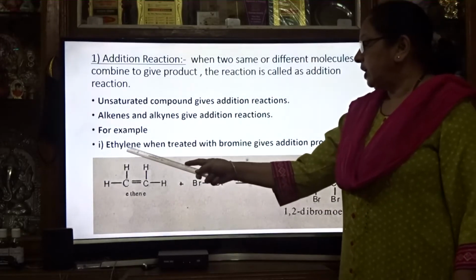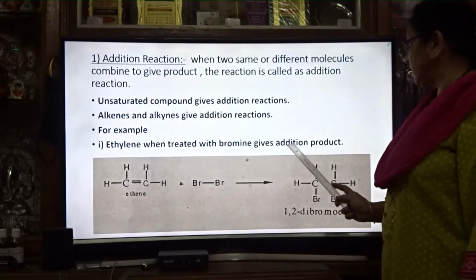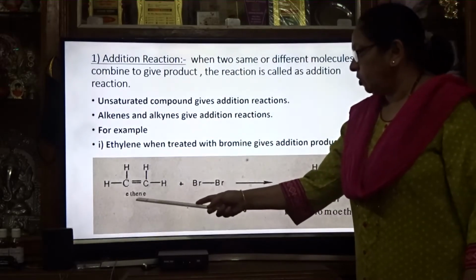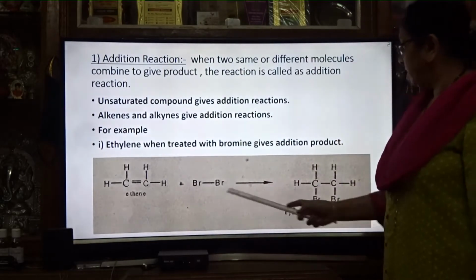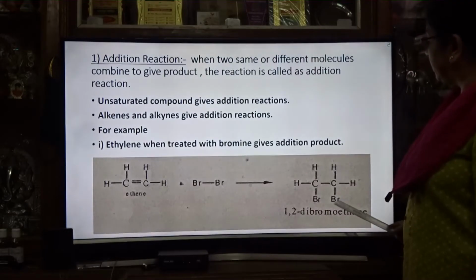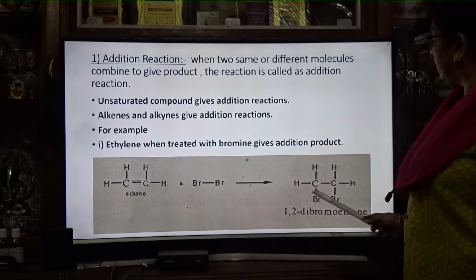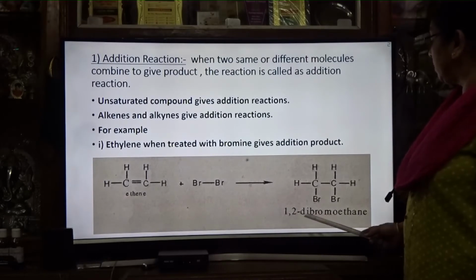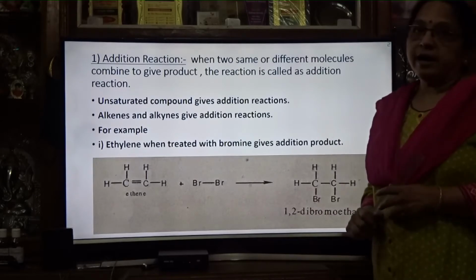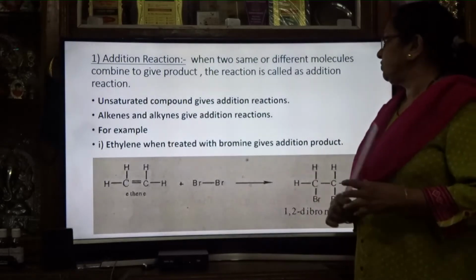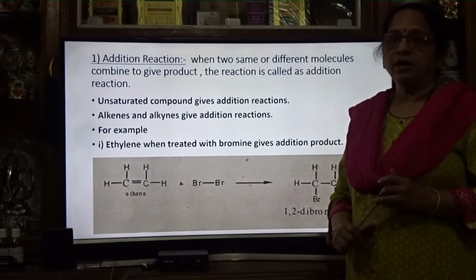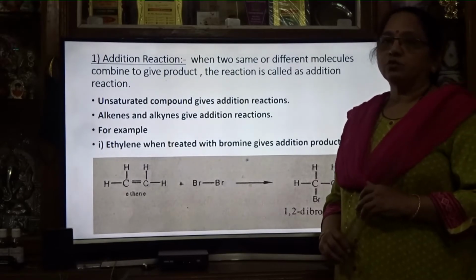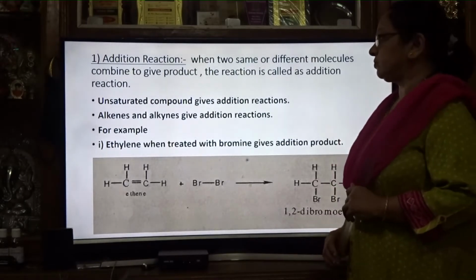For example, ethylene when treated with bromine gives an addition product. So ethene or ethylene on addition of bromine gives 1,2-dibromoethane. Here the double bond is removed and the bromine atoms get added here. So it is 1,2-dibromoethane, an example of addition reaction. So what is addition reaction? When two same or different molecules combine to give a single product, then it is known as addition reaction.